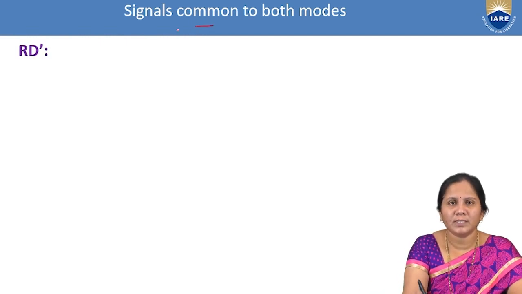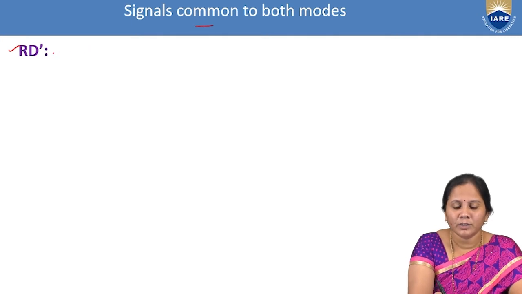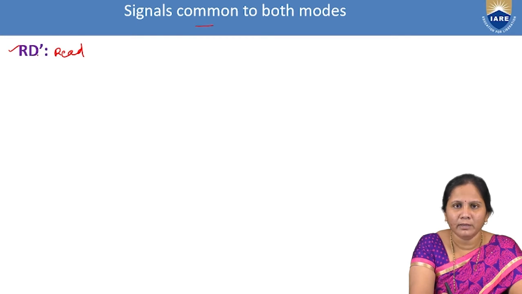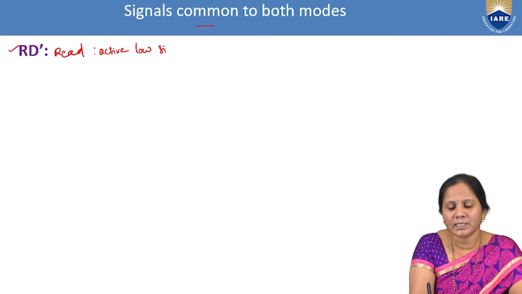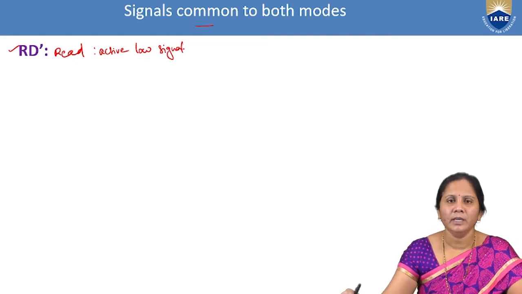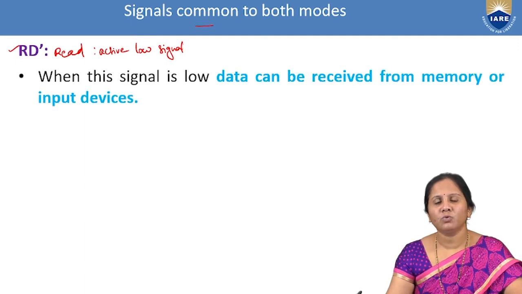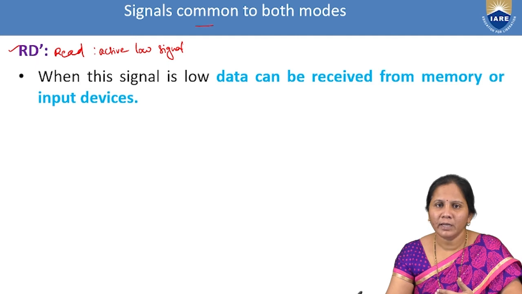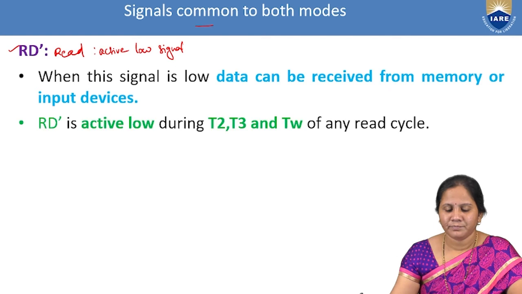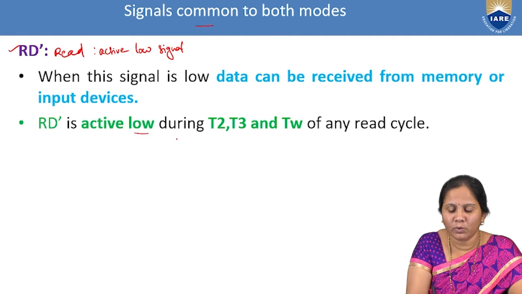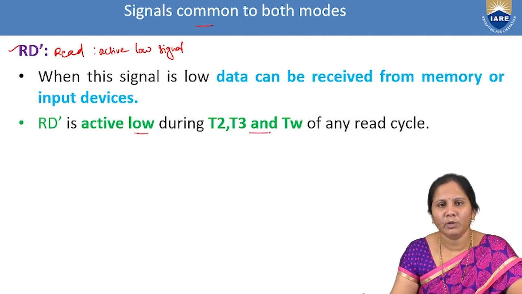The next common signal is RD bar. This RD bar represents read. It is an active low signal. By using this RD bar signal only, the microprocessor is going to read the information from the IO device or from the memory. This RD bar signal will be active low during T2, T3 and TW cycles.